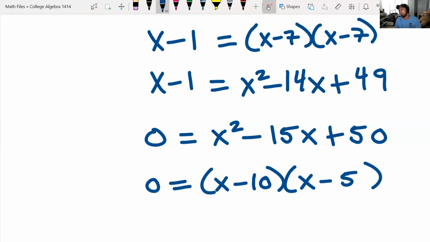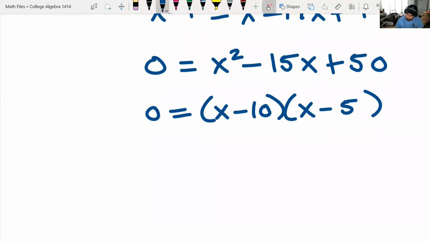And of course, you can check your work if you want by FOILing it back out. x squared, negative 5x, minus 10x, negative 15x, negative 10, negative 5, positive 15. Boom. Correctly factored. Solve for x. x equals 10, x equals 5.